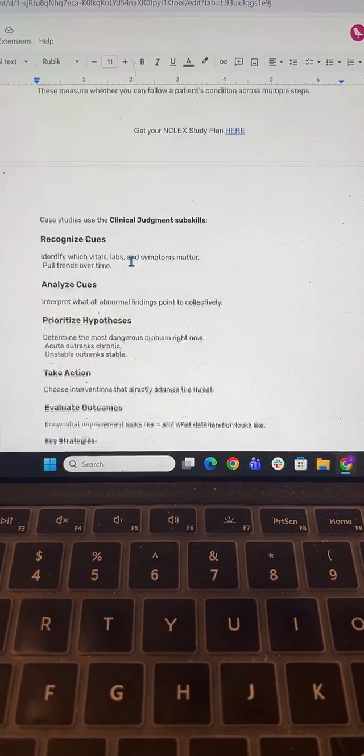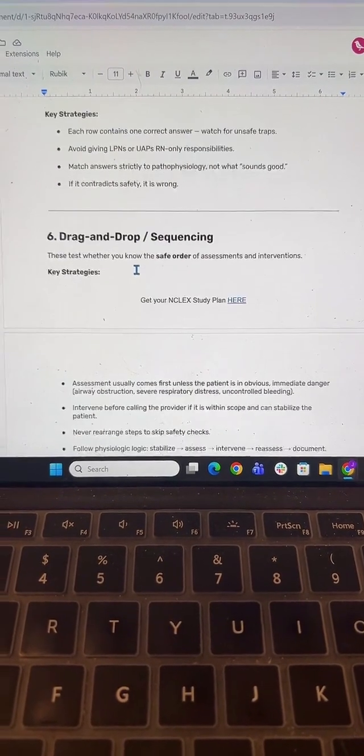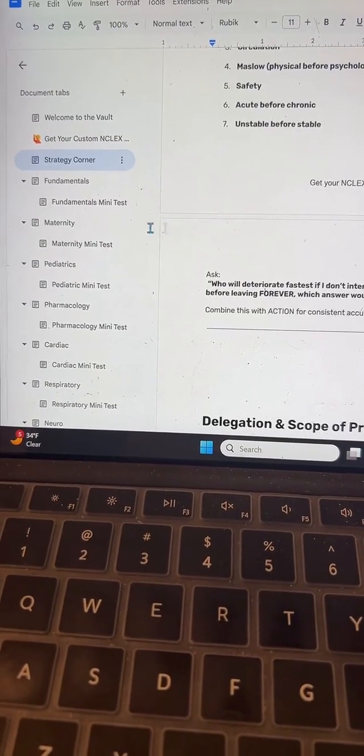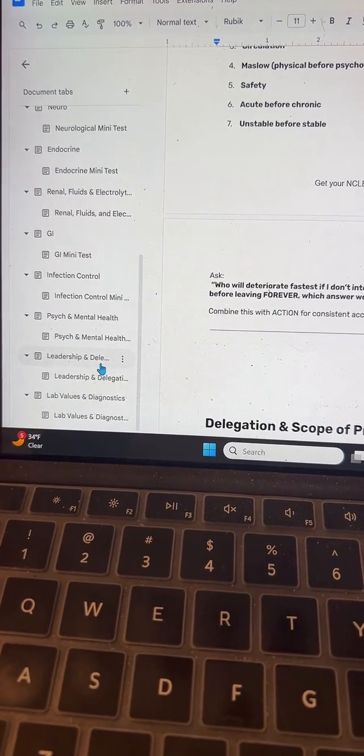Some tips on SATAs, case studies, bow ties, drop down questions. So there's a bunch of strategy stuff there, and then all of these topics are there as well.